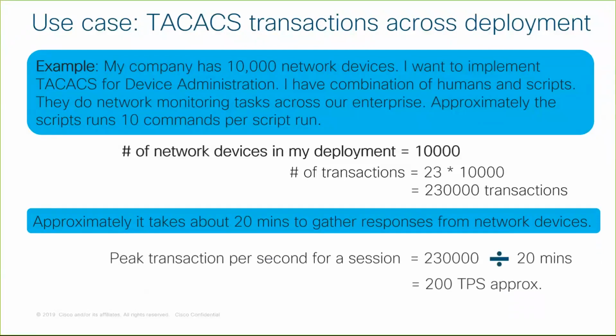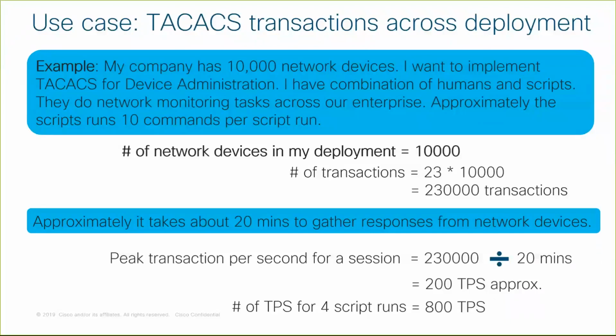Now the peak transactions per second is 230,000 divided by 20 minutes, which equals 200 transactions per second approximately. It comes to 191. I've approximated that to 200. Right? Now, if your script runs 4 times, you just multiply that. It becomes 800 transactions per second. Okay, so now you know that you have 800 transactions per second.